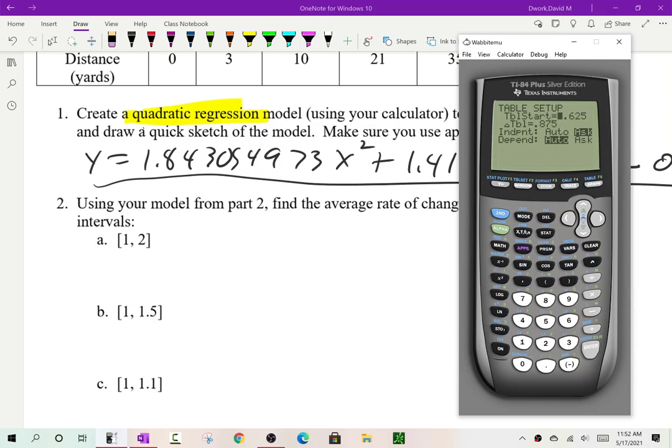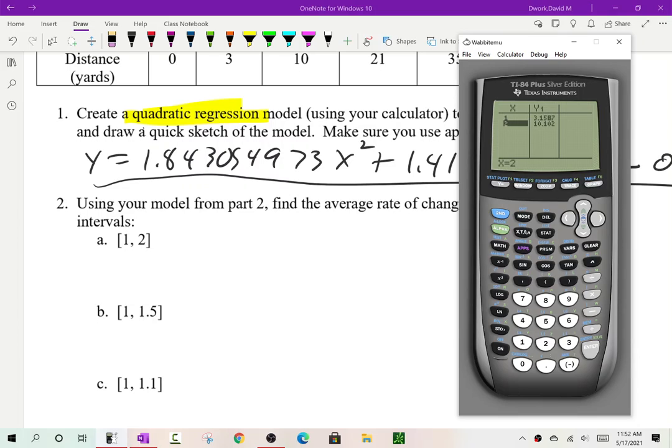And now the key to this, you can put your start and your change in table, whatever you want. It doesn't matter because we're going to change this. If you have auto with the black box around it for the independent variable, we're going to go over to ask and hit enter. Now, when I go back to my table, I can type in whatever numbers I want. It's going to ask me what I want. So how did I get to the table again? That was second graph. That put me right back to the table.